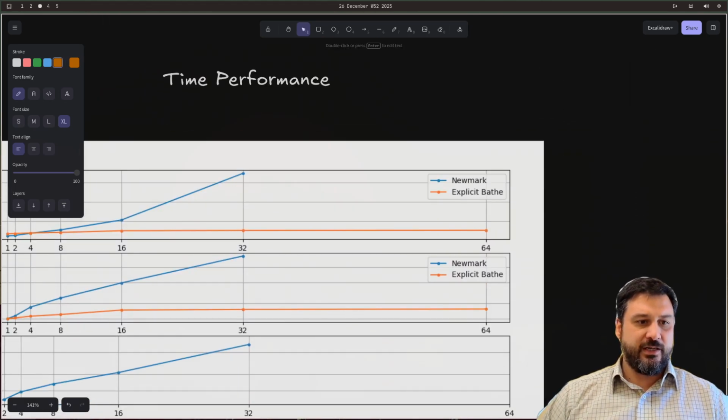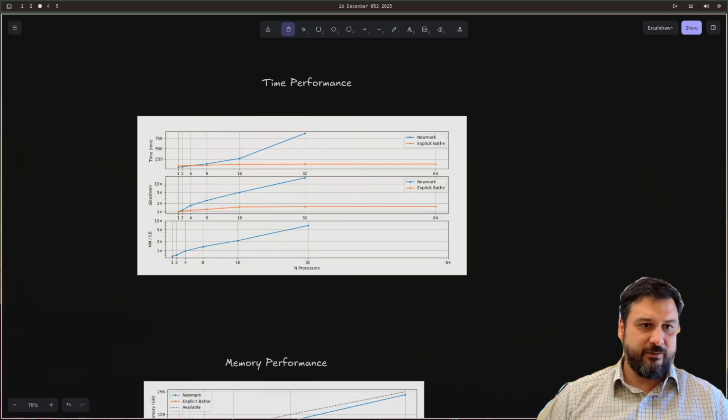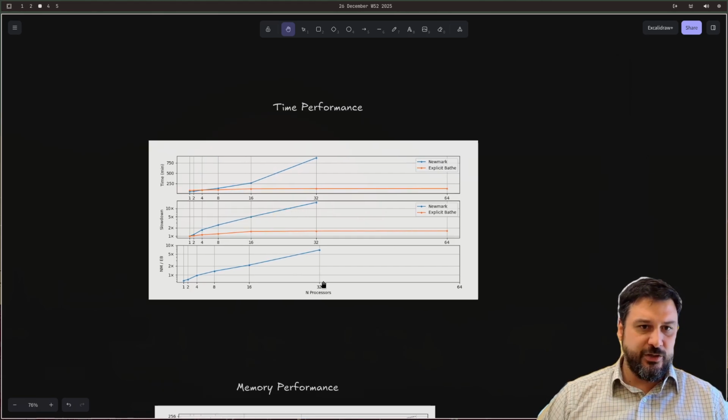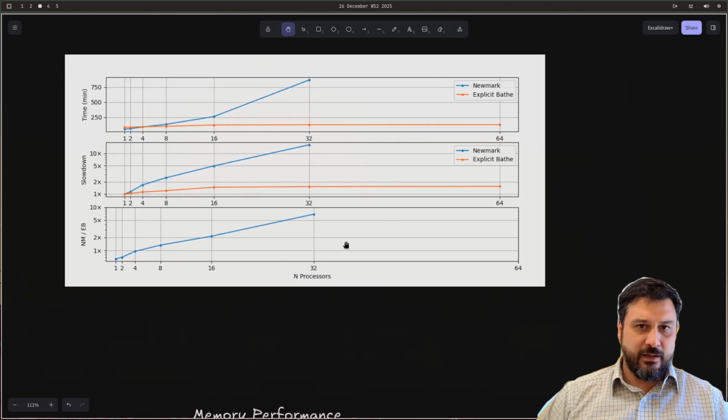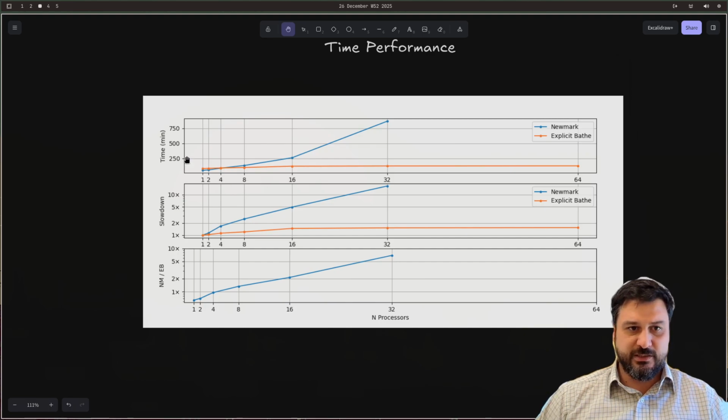So here is a first plot, and this is very, very revealing and interesting. So here's what you see. In the blue is Newmark, and in the orange is the explicit solver. It says explicit Bathe because I was using my own custom algorithm there. But the point here is, look at this. For a problem size of 4 and beyond, explicit Bathe just stays the same amount of time.